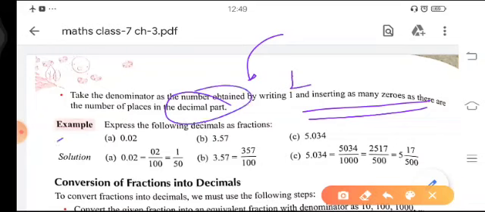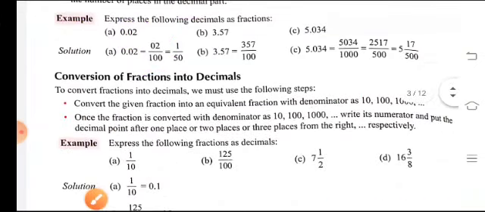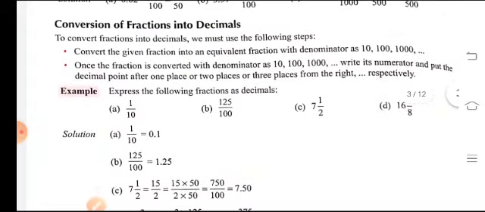Here an example is given: 0.02. First we remove the decimal point, and the remaining digits we write as the numerator, like 02. For the denominator we put 1 for the decimal point, and after it, since there are 2 digits, 0 and 2, we put 2 zeros. So that is a very simple exercise, and a very simple topic also.